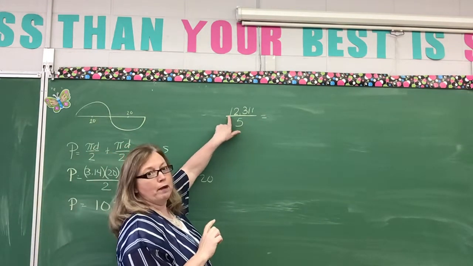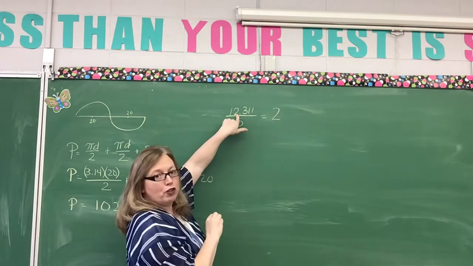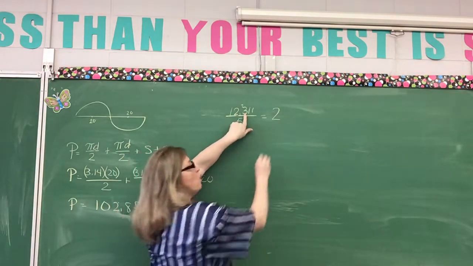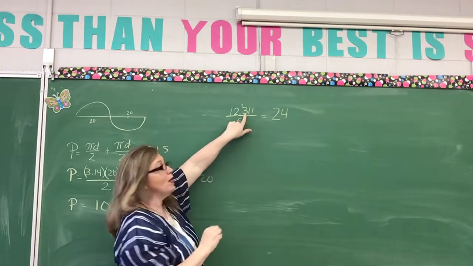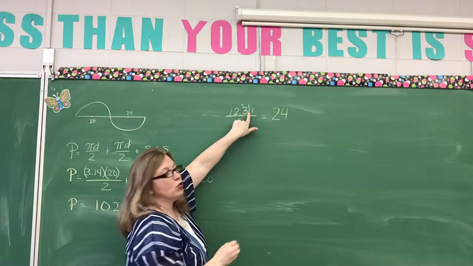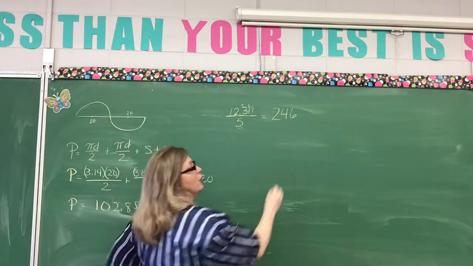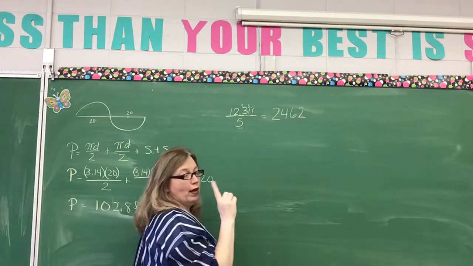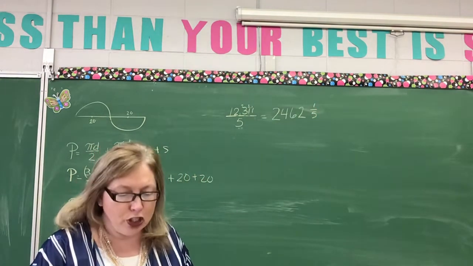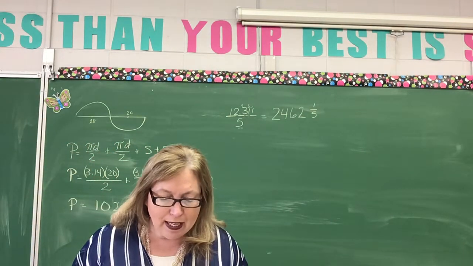5 will not go into 1, but 5 goes into 12. How many times? 2 times. With what left over? With a 2. So let's write that little 2 right there. 5 goes into 23 4 times. 4 times 5 is 20, leaving us 3 left over. So now we have 5 into 31. 5 goes into 31 6 times with 1 left over. 5 goes into 11 2 times with 1 left over, making it 2,462 and 1/5.